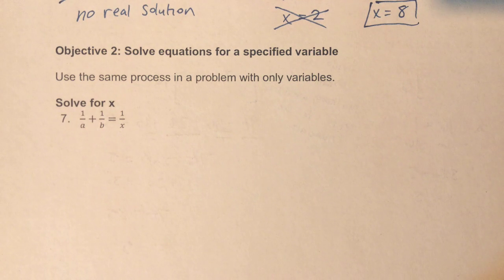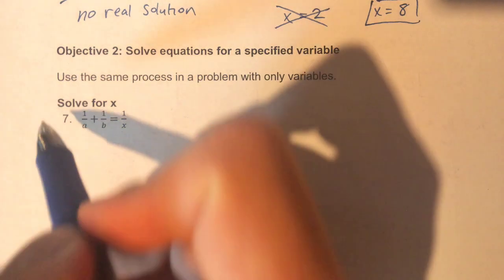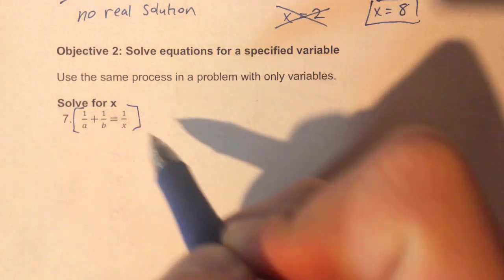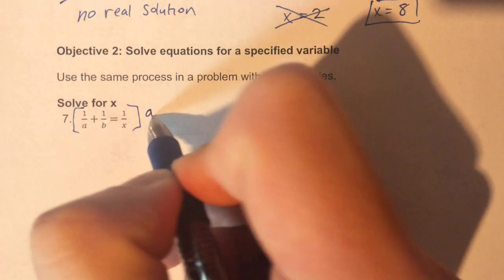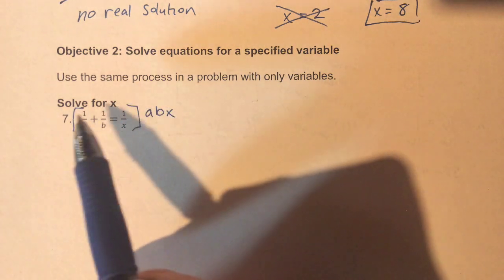And then the last objective is solving an equation whenever there's mostly just variables in it. So it's the same process, you just have variables in them instead. So you just say, what's the common denominator between a, b, and x? Well, that, of course, would be a, b, and x. So I'm solving this equation for x, by the way. I don't think I said that.